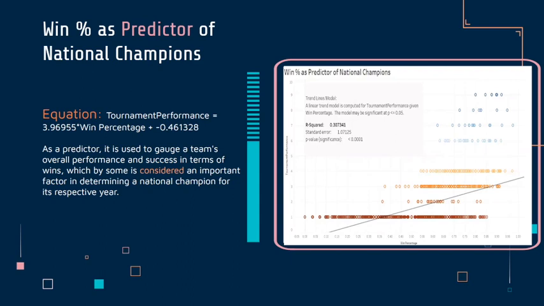And compared to some of the other metrics, win percentage is a more simple one, even though we had to make the calculated field. So for it to have such a high R squared is a great indication for the first one that we went over.